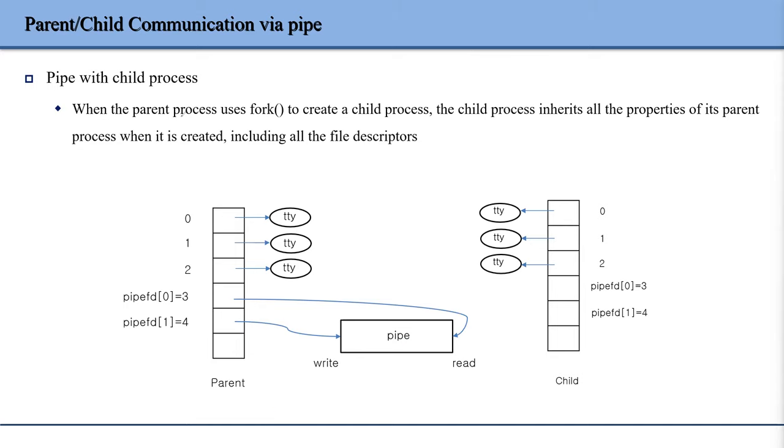When the parent process uses fork to create a child process, the child process inherits all the properties of its parent process when it is created, which means previously we have defined the parent process and such an environment is generated for the parent process. And then we use fork, which means creating a new process within the current environment. So another environment will be copied for the child process, which is just the same as the parent process. So we can say that for both parent and child process, all of them hold the 0, 1, 2, 3, 4, such five descriptors.